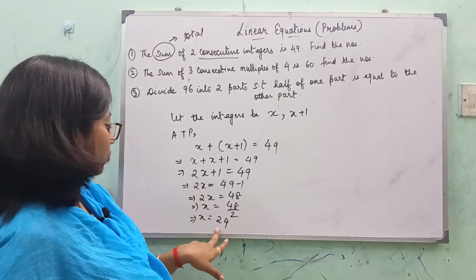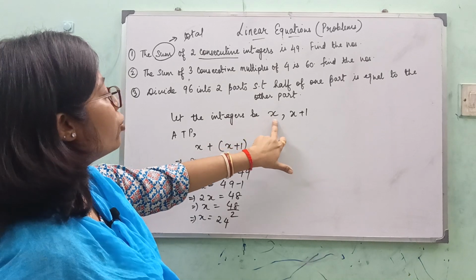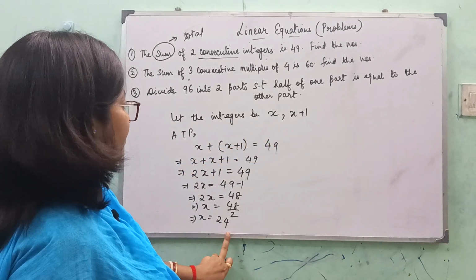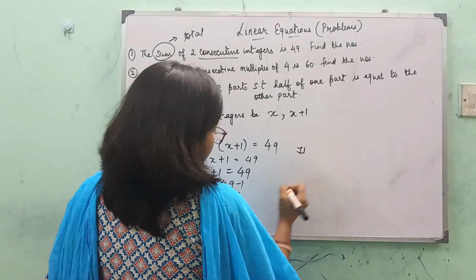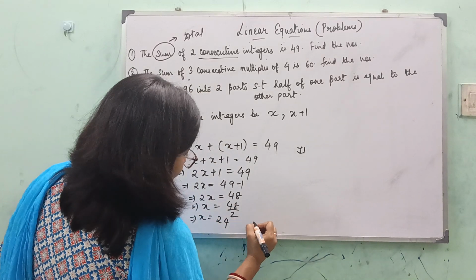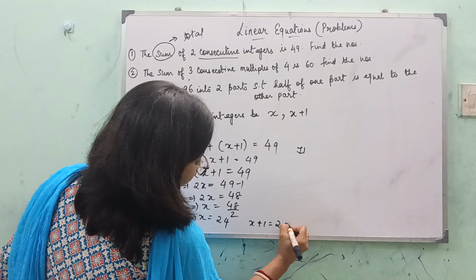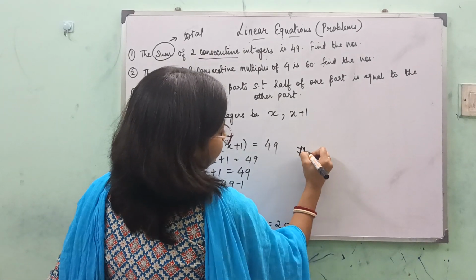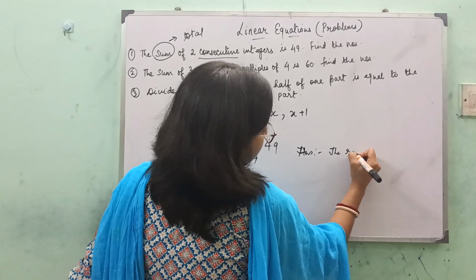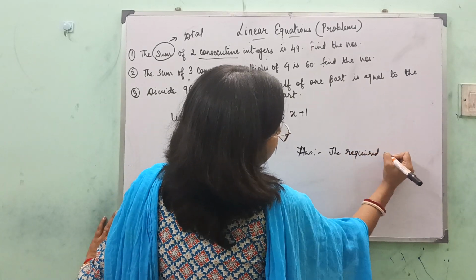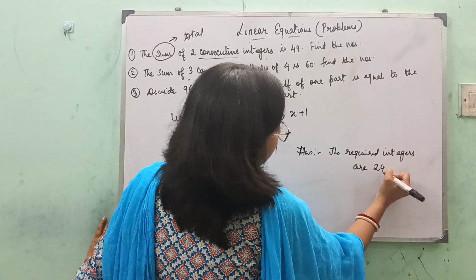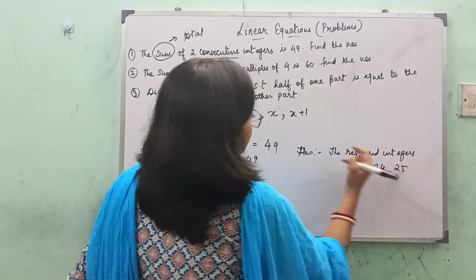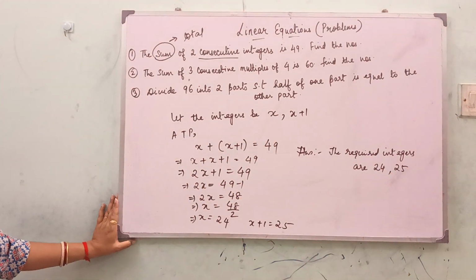Now what is the 24? What is x? Integers. So you have got the first integer as 24. But you have to find the numbers, meaning both the integers. So here when you get x equal to 24, therefore x plus 1 is what? 25. So when you are writing the answer, the required numbers or integers are 24, which means x, and 25, that is the second integer, that is x plus 1. So the required integers are 24 and 25.